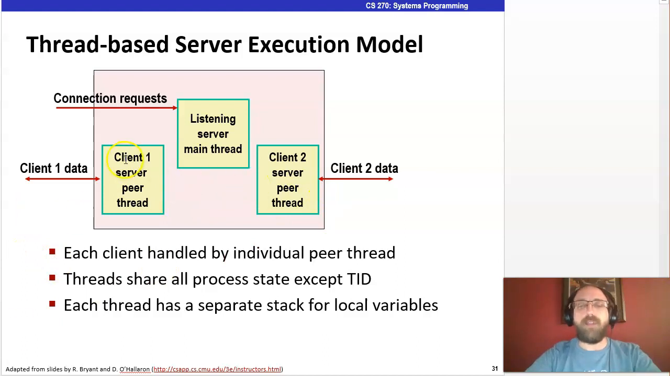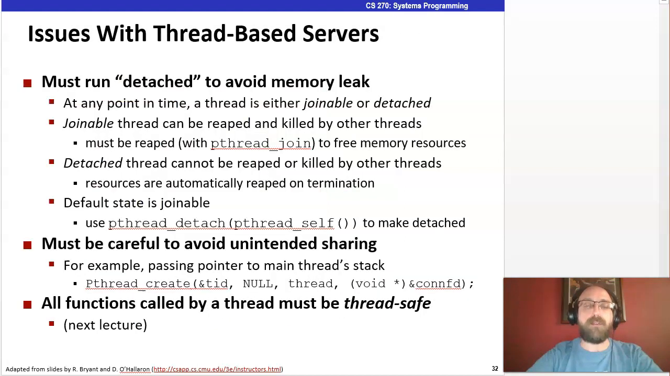All right, so this is similar to the process-based execution model we saw before. There's a main thread. There's a thread handling each client. Those threads are all peers, though, running within the same process. They share all of their process state except for their thread ID, and they each do have their own separate stack. So they have separate local variables.